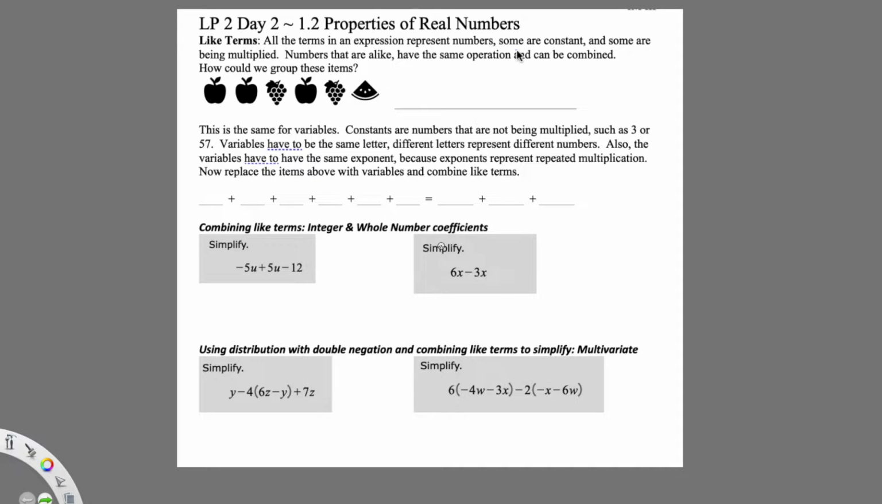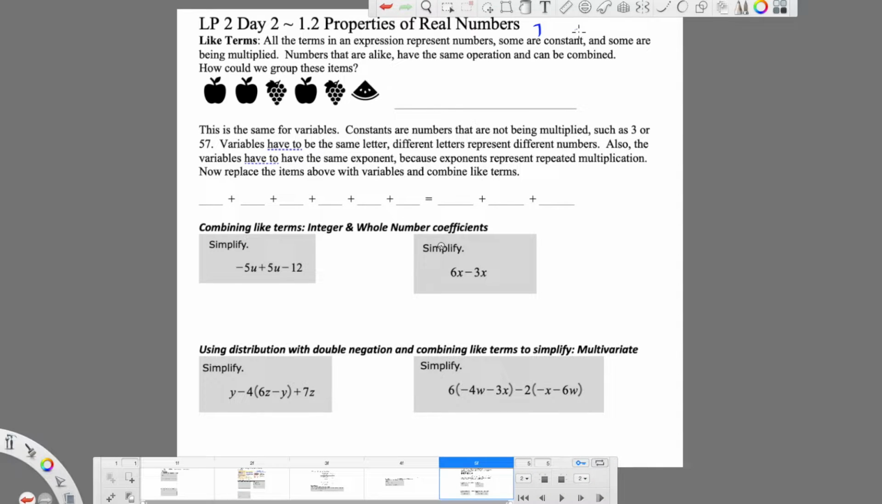We have constants, and we also have numbers that are being multiplied. So constants are numbers like 7 or 52, just a number. It's not being multiplied by anything. We just see that it's being added or subtracted. So it could be plus 7, minus 52, something like that.